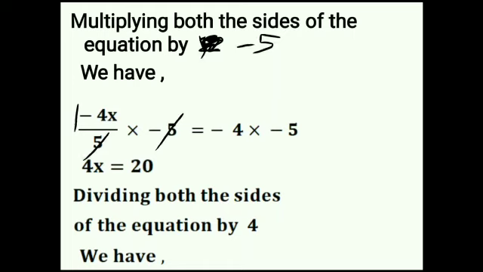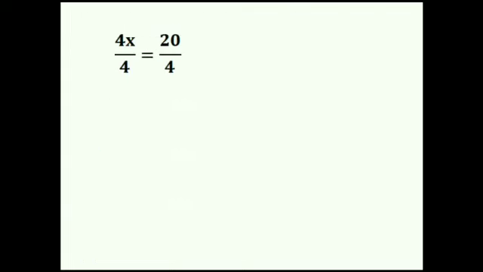So dividing both sides of the equation by 4, because the coefficient of x is 4. So what is the answer here? 4x divided by 4, which is equal to 20 by 4. So here 4 cancels, and 20 by 4, here the answer is 5. So this is the answer of question number 5.